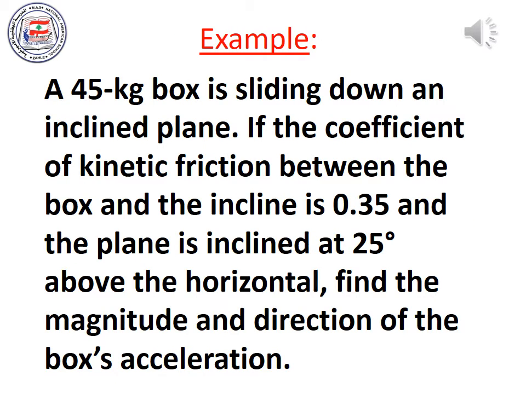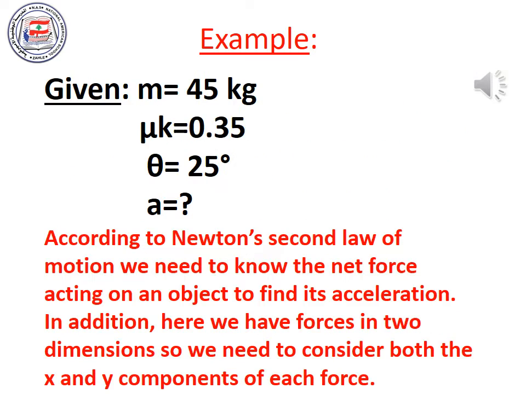Example: a 45 kilogram box is sliding down an inclined plane. If the coefficient of kinetic friction between the box and the incline is 0.35 and the plane is inclined at 25 degrees above the horizontal, find the magnitude and the direction of the box's acceleration. So in order to do that, we have several steps that we need to follow. So please concentrate with me so you can understand each step.